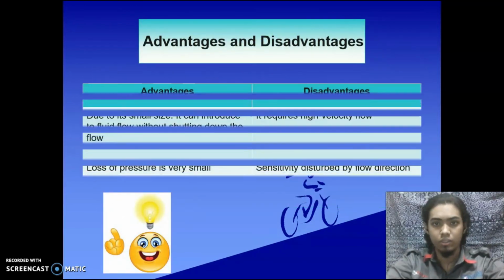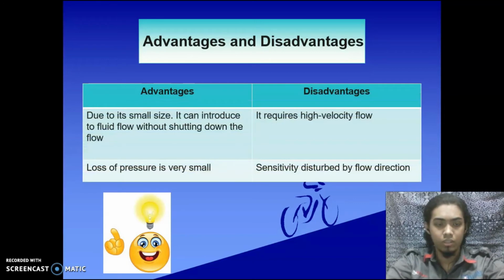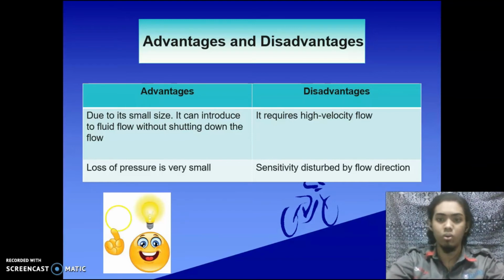Advantages and disadvantages. Number 1 is the advantage. Due to its small size, it can be introduced into the fluid flow without shutting down the flow. Loss of pressure is very small. The disadvantage is that it requires high velocity flow. And number 2 is that its sensitivity is easily disturbed by flow direction.